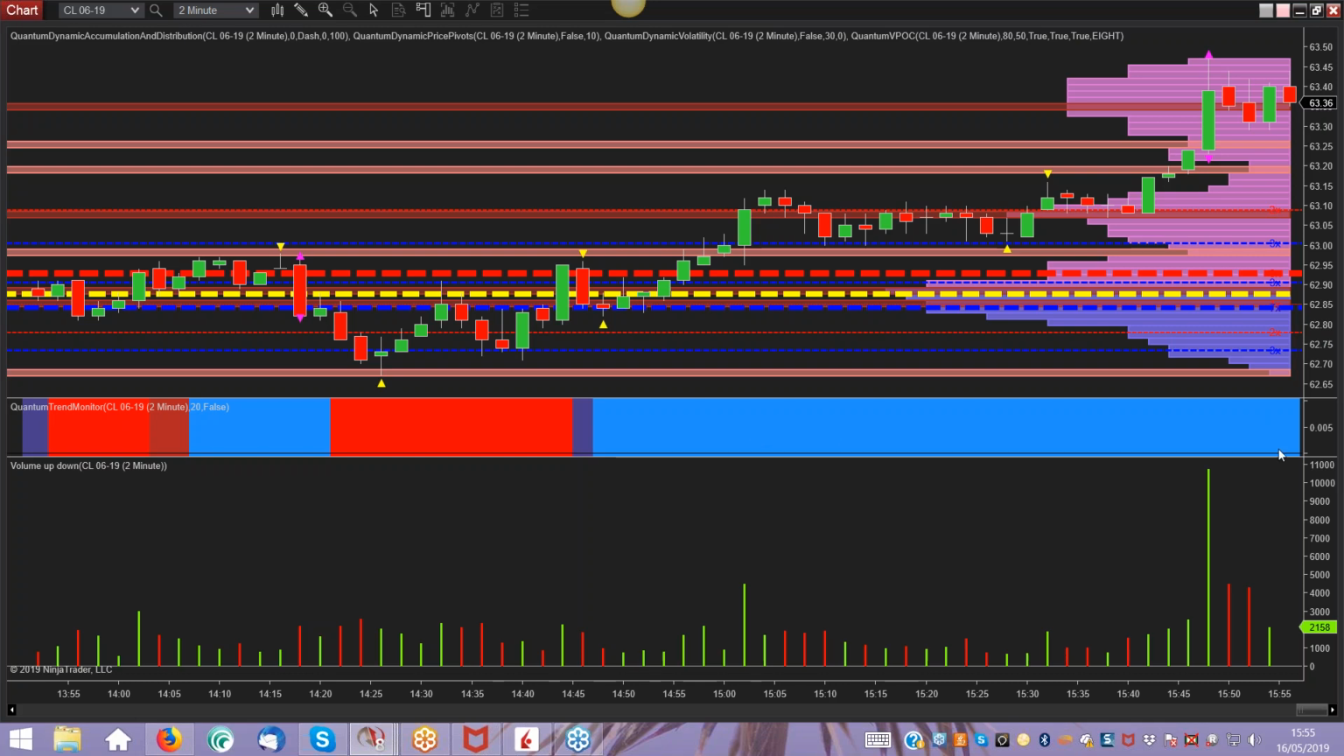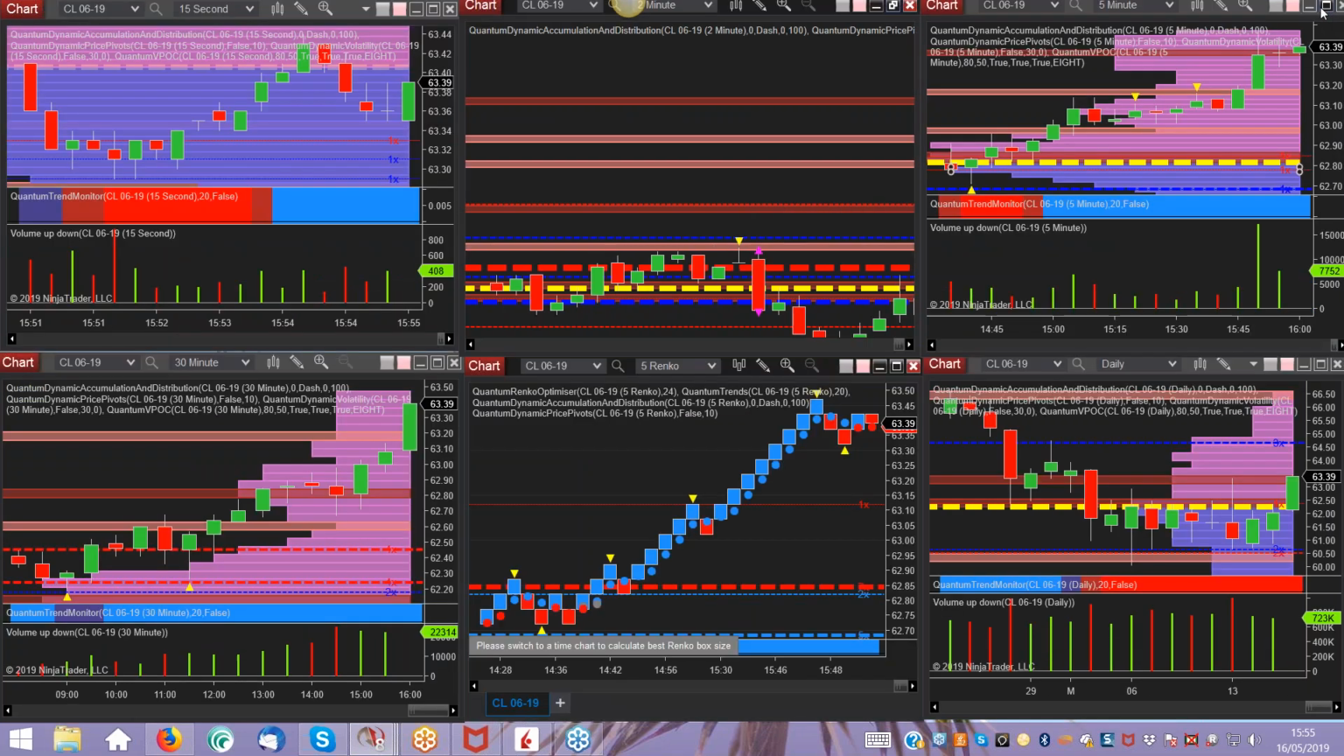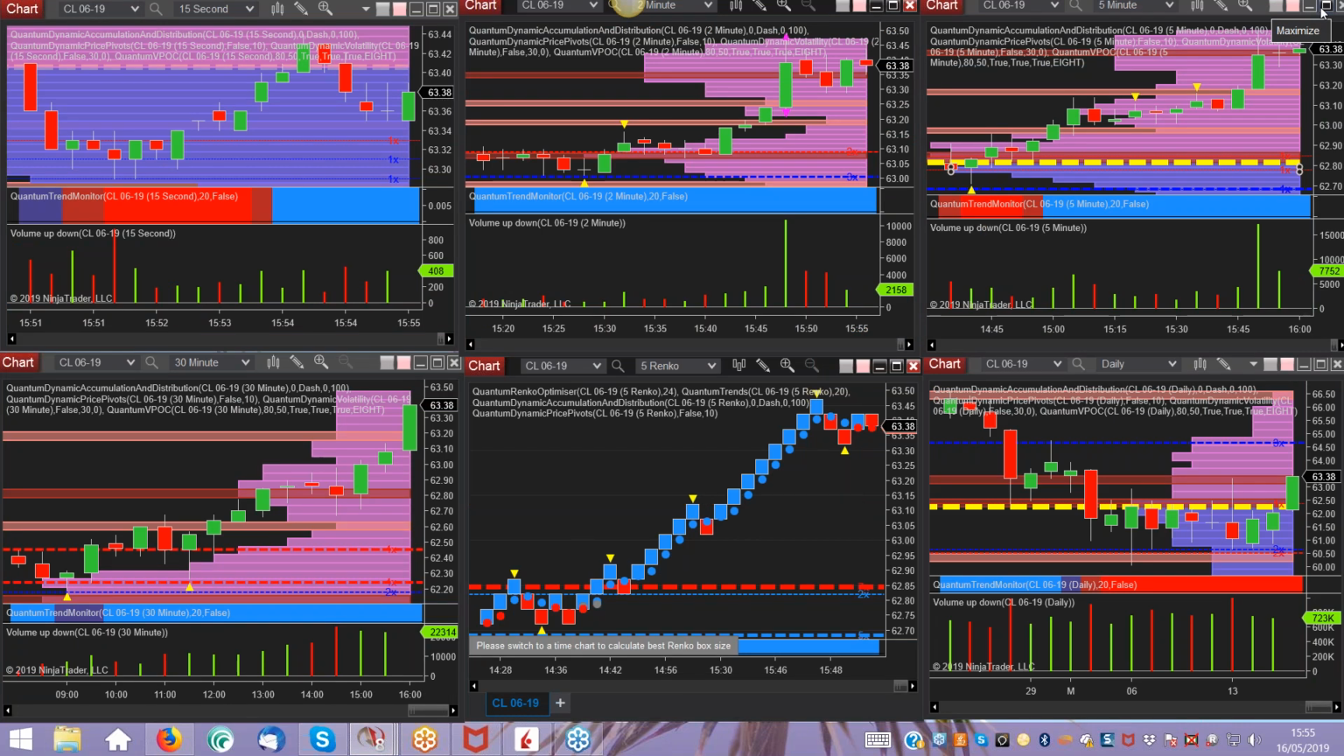Trend monitor, as you see, is still blue, still holding in for the longer term bullish trend, hasn't transitioned yet. Nor indeed has it on the 2-minute time frame.